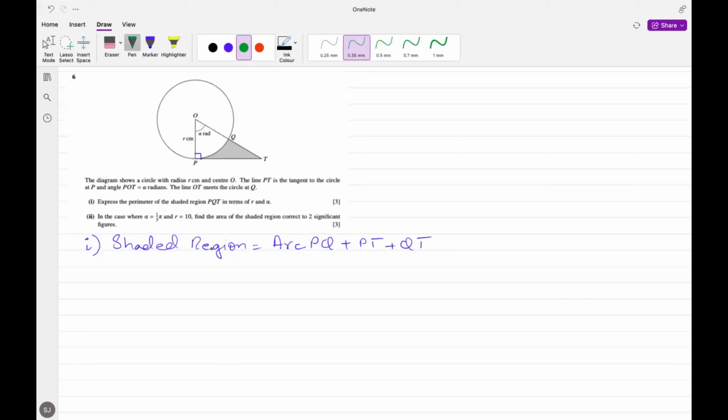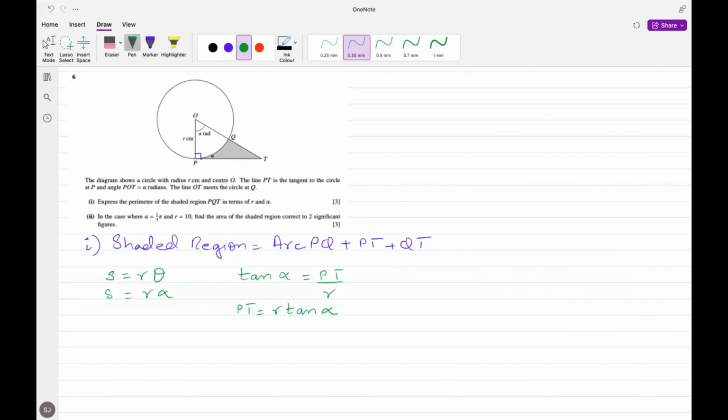Now to find the arc length PQ, we'll use the arc length formula, which is s equals r theta. So this will be r times alpha. To find the length of PT, we can use tan, opposite over adjacent. So tan alpha will be equal to PT upon r. So PT will be equal to r tan alpha.